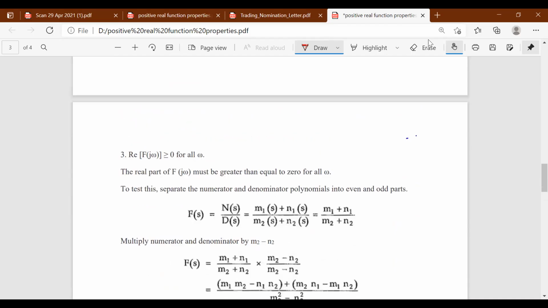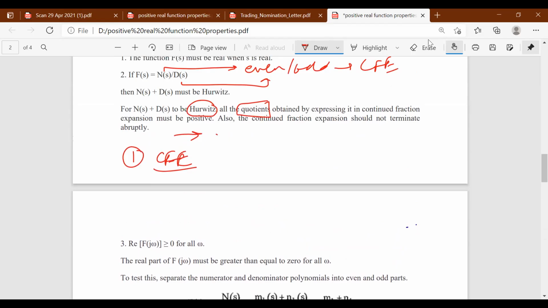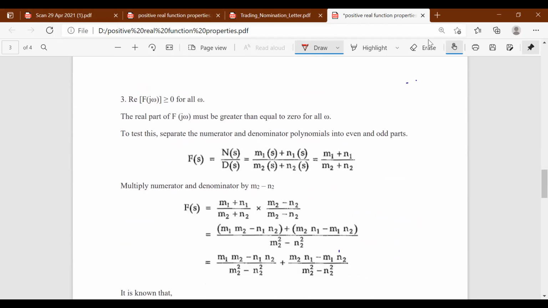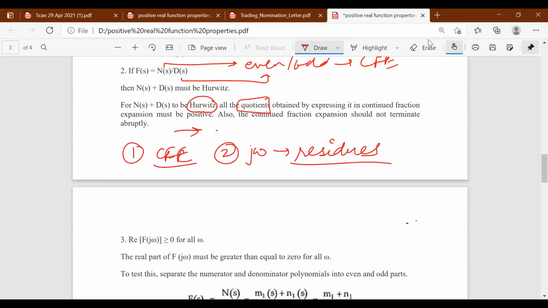Okay, so the second part that you must remember is, if the roots come out on the imaginary axis, then you need to calculate the residues. We will be summarizing all these points in the later stage. So the second point is of your residues. You have to calculate the residues, and if they are real and positive, then it is a positive real function. But you only need to calculate this when the poles are on the imaginary axis. No need if the poles are coming on the left hand side.